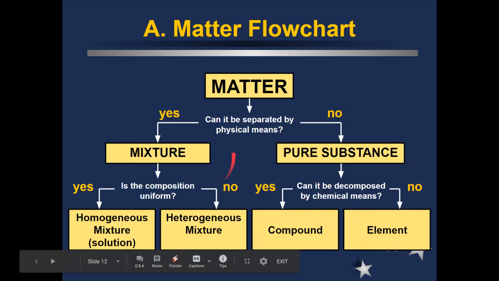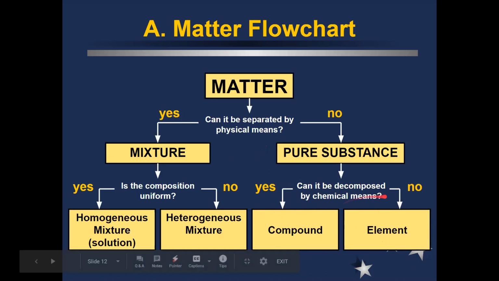So mixtures, lots of different particles all together. Pure substance, only one type of particle. Maybe it's a compound that has a couple different atoms bonded together. Maybe it's an element that only has the one single type of atom. If we have a whole bunch of compounds and elements that are different, that are together, we've got our mixture.